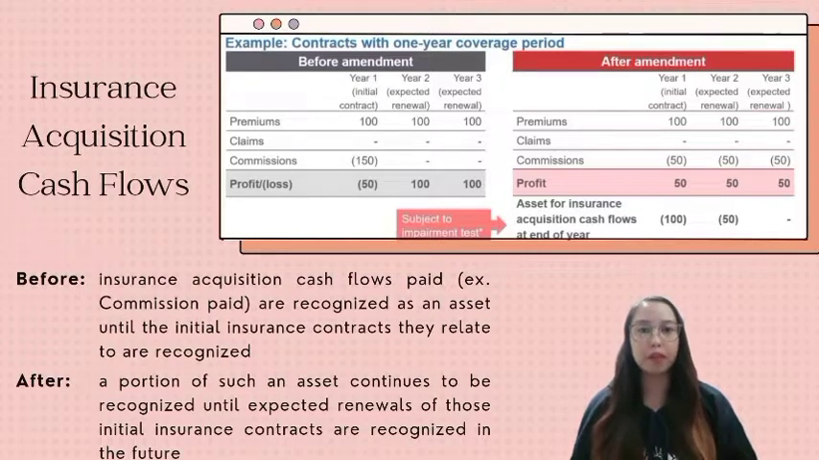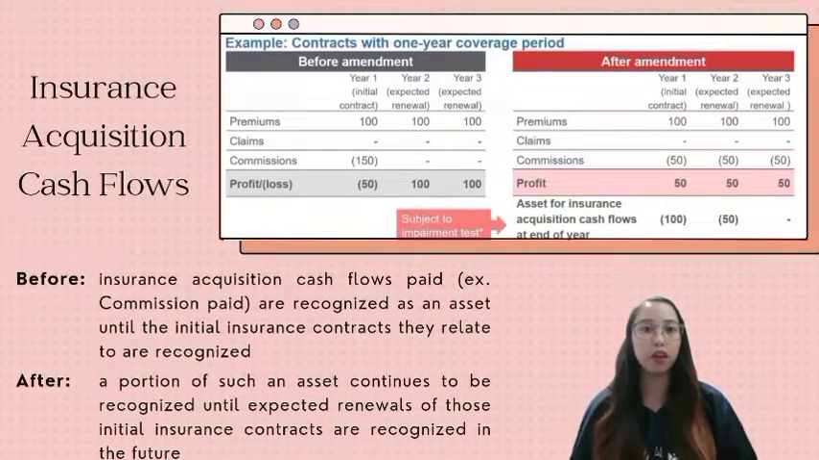And sabi po ng amendment, yung entity dapat daw po i-allocate po niya yung portion ng commission sa future groups expected to include renewals to the initial contracts. And dahil po dito, naging systematic and rational yung method ng pag-allocate. So makikita po sa example, after applying po ng amendment, si entity, inallocate po niya yung commission na 150 evenly sa initial contracts in year 1 and sa mga expected renewals sa year 2 and 3. And nag-result po ito ng profit na 50 sa year 1, 2, and 3.